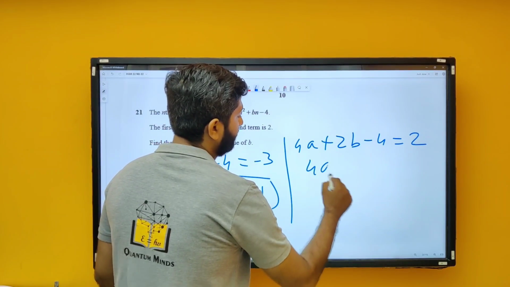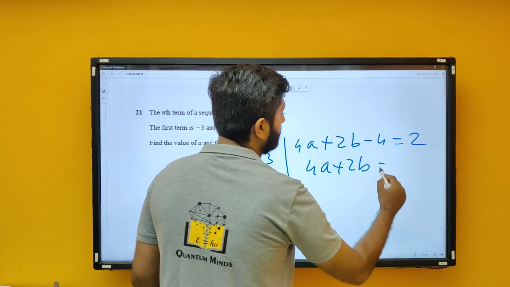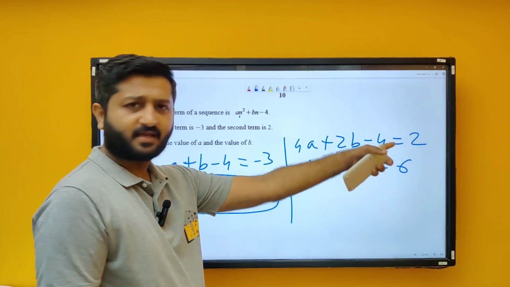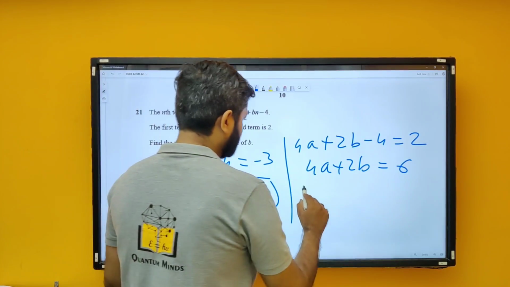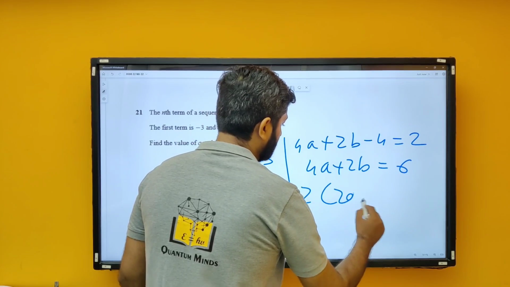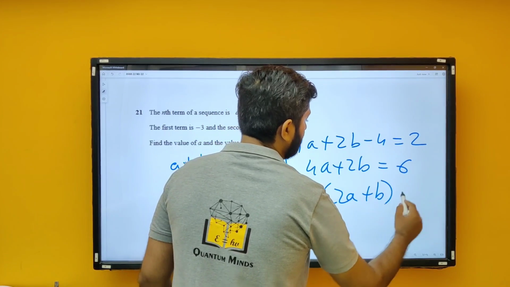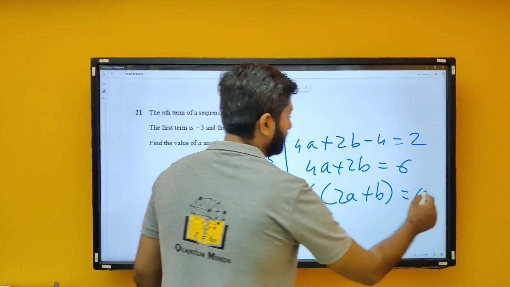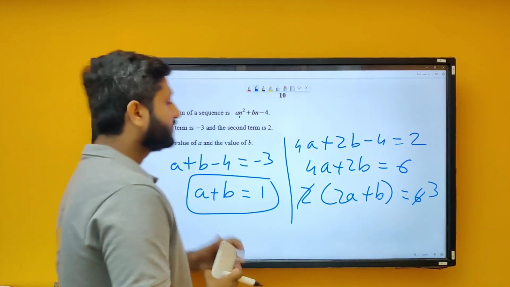So I have 4a plus 2b equals 6. Can I take anything common? Yes, I can take 2 common. So if I take 2 common, I have 2a plus b equals 3.